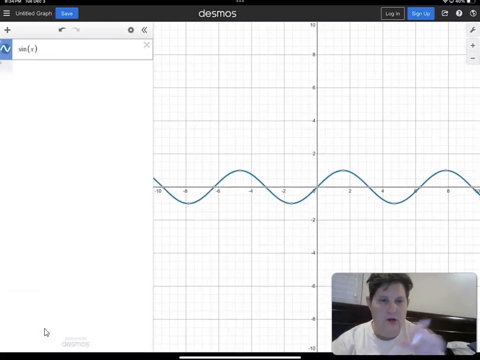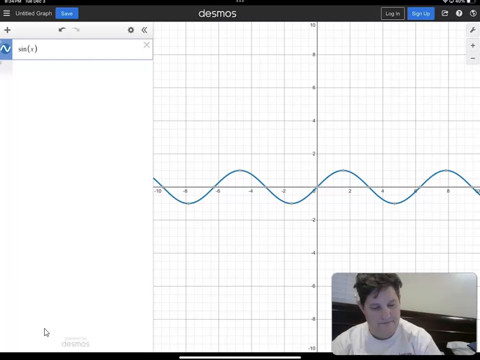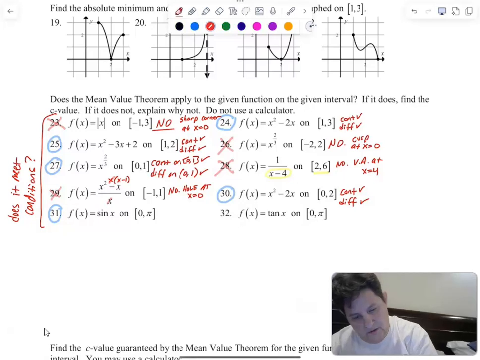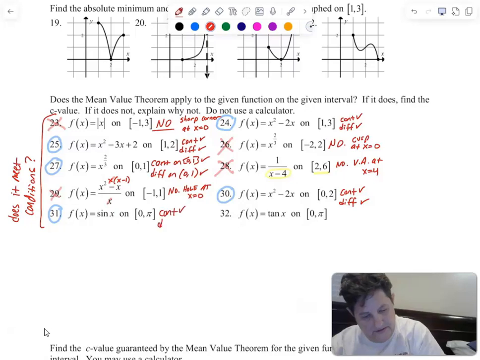There's the graph of sine. It's always continuous and it's always differentiable, especially if we're just going from 0 to 1. So this one is continuous everywhere and differentiable everywhere.